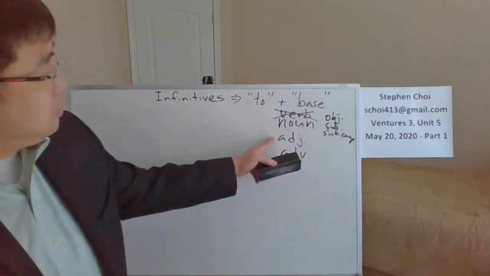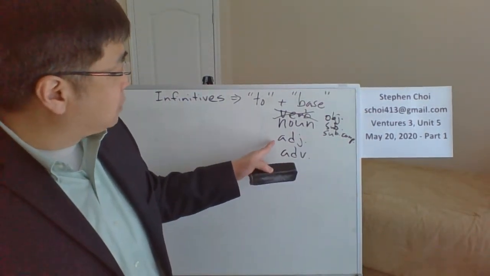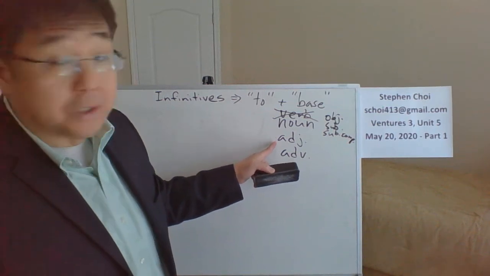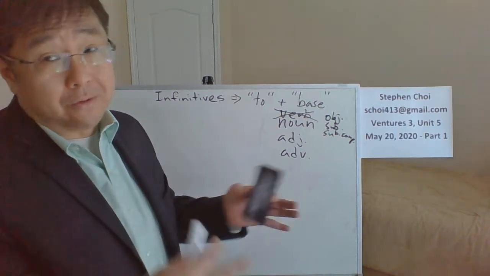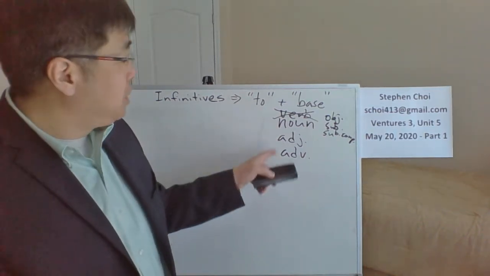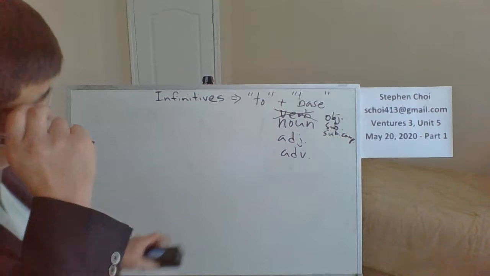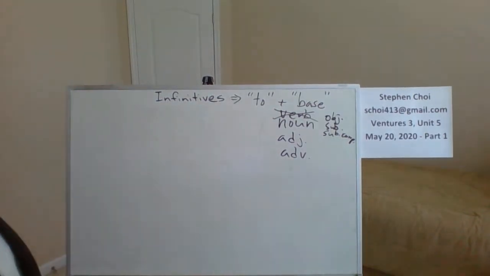All right, so we talked about nouns. Now we can talk about infinitives being used as adjectives and adverbs. Now remember, this is just an extra. You don't really have to get this deep in English. But since we're on the topic, let me just go over that real quick.